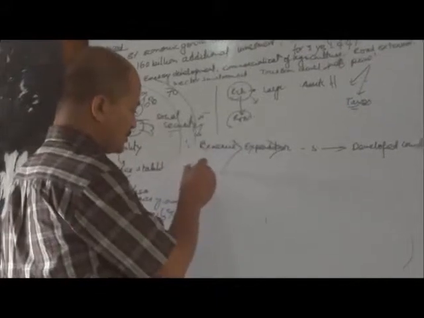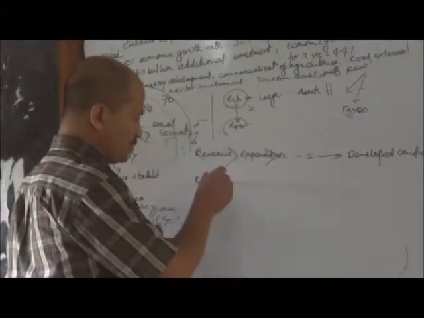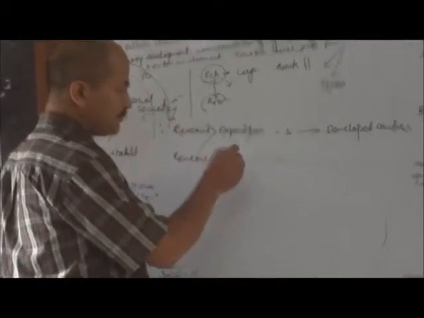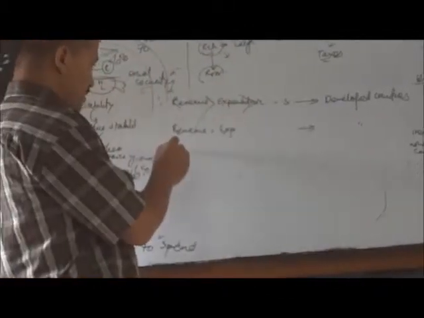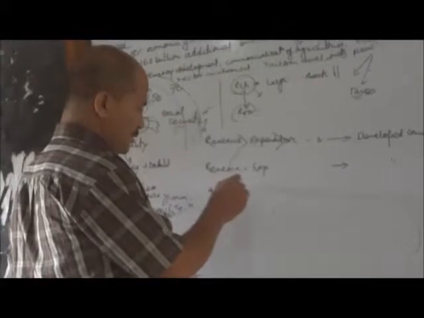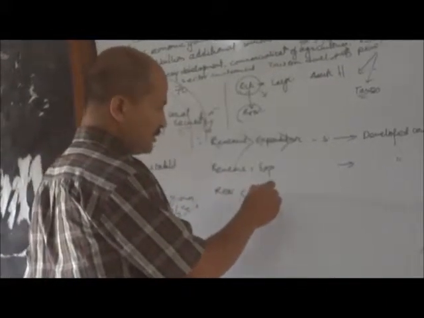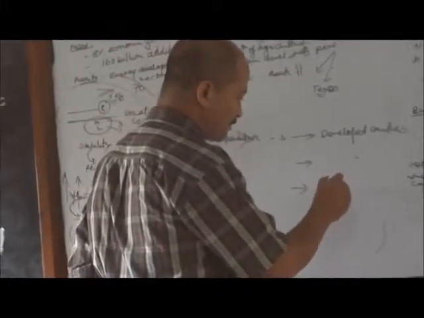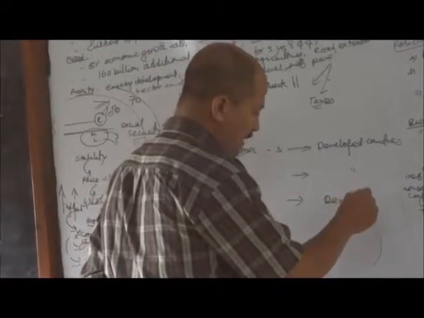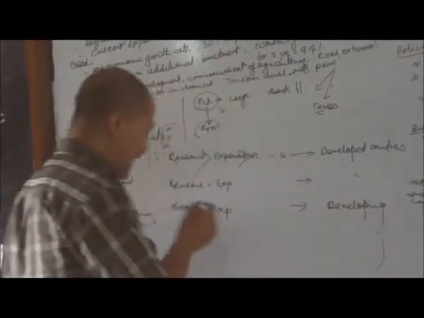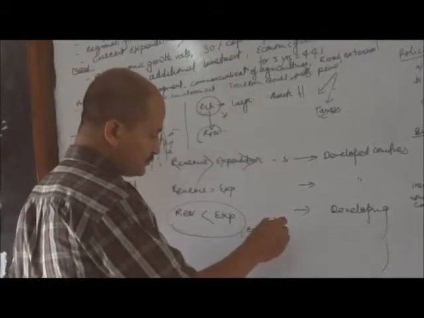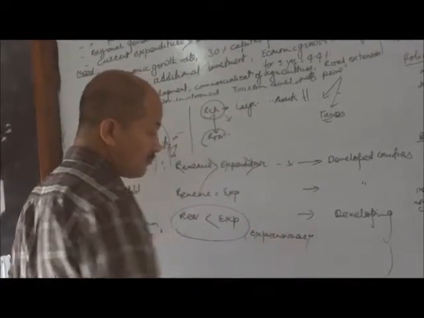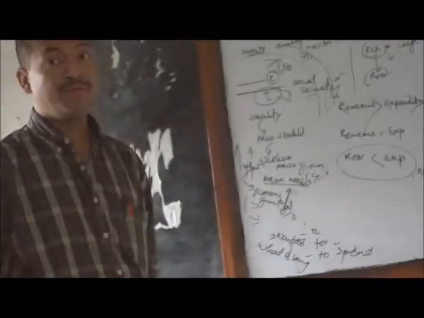And somewhere revenue is equal to expenditure. This is also found in developed countries. But where revenue is less than expenditure, that is called the deficit budget. This is generally found in developing countries. And that is called the expansionary budget, for the development and welfare of the country.